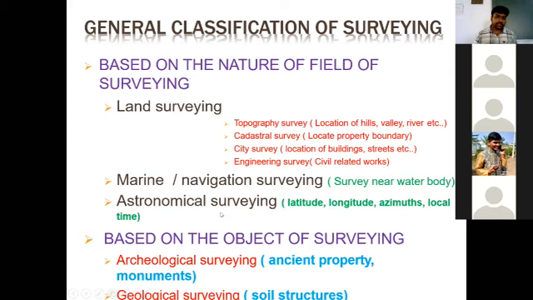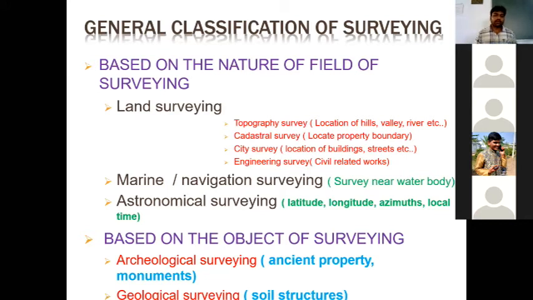In the astronomical survey, what are we going to have? We're going to have latitude, longitude, azimuth, local time. Wherever we have heavenly bodies like sun, moon, stars, with the help of those, we're going to locate our direction to move on to where we want to reach.